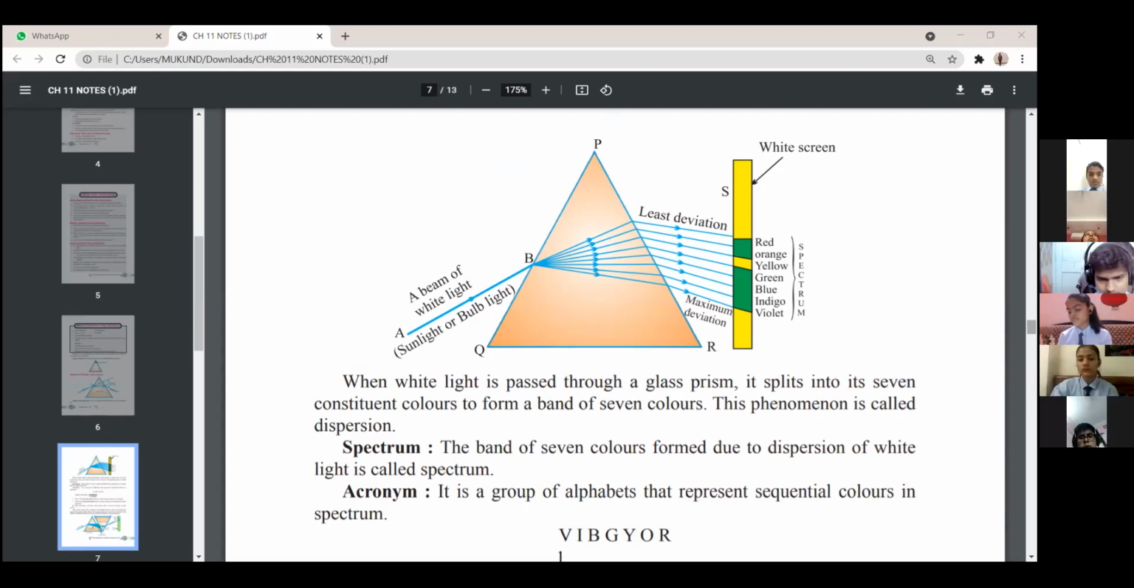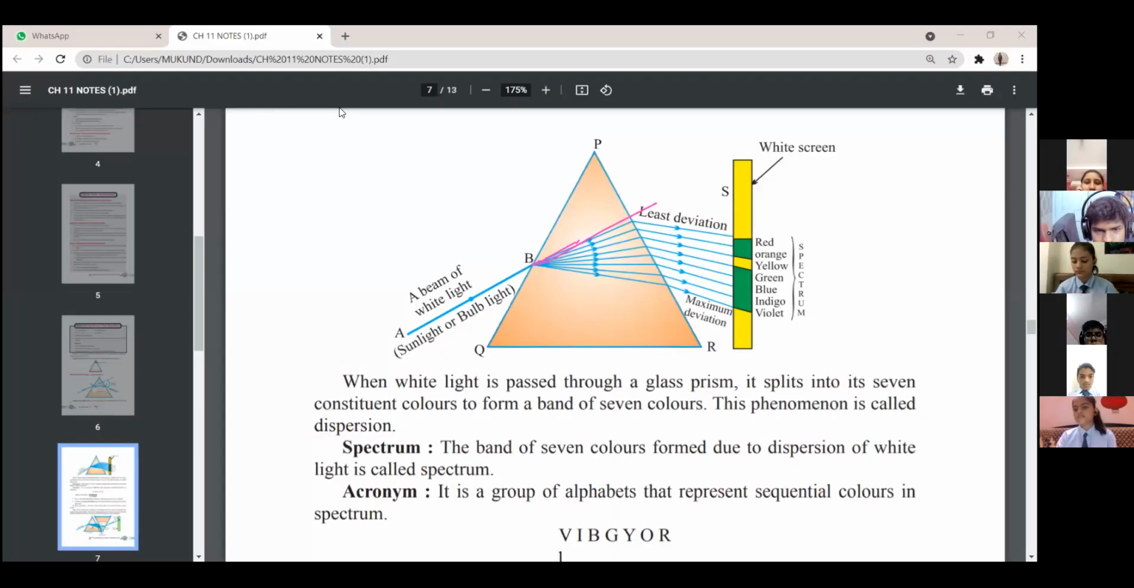So here, when it was traveling from rarer medium to denser medium, red color was least deviated, right? It was least bent towards the normal. It was going almost along the incident ray. You can see this is the incident ray, so it has bent a very small angle towards the normal. While if you see the violet color, it has maximally deviated from the incident ray path. This is the incident ray path, so you can see that it is maximally deviated.